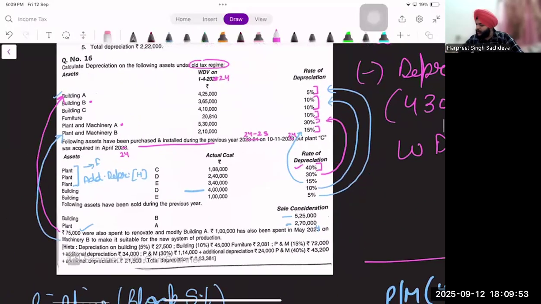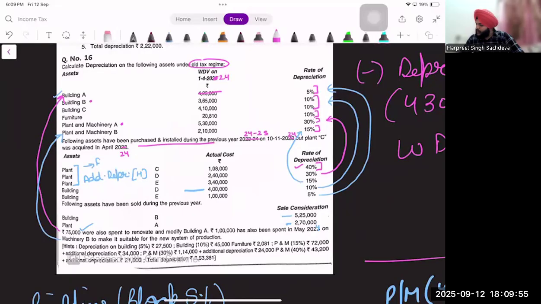Okay, you can cancel out what all is finished. You can once cancel out. This is also done. Next, we are having building block 10%, which contains two buildings B and C, and out of that B is to be sold in this year.